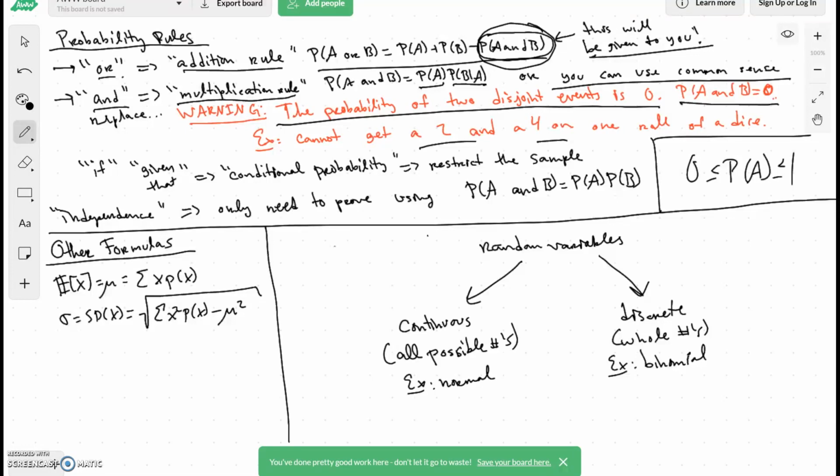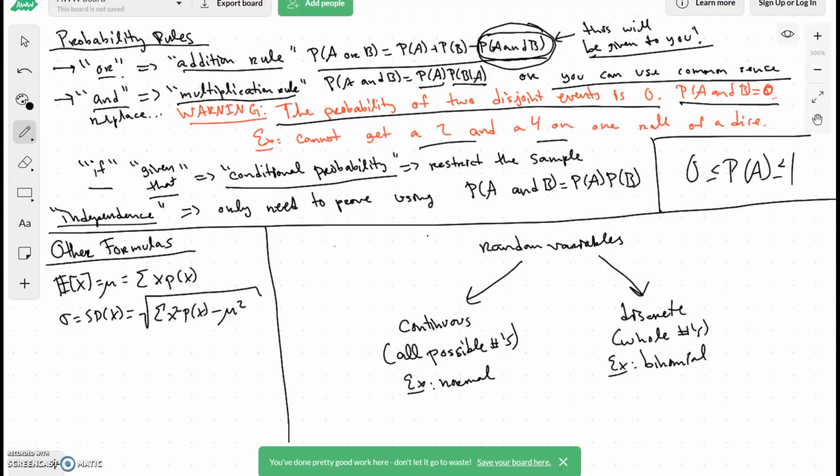If you see the word if or given that, remember that that's conditional probability, and all you're doing is restricting the sample to what we already know. So if I randomly select a person and I already know that they're female, that's going to change the probability, right? Okay, and we'll do some problems like that in class this week.